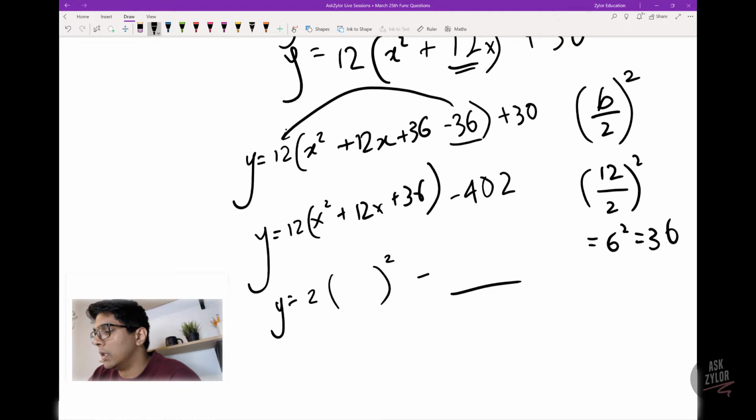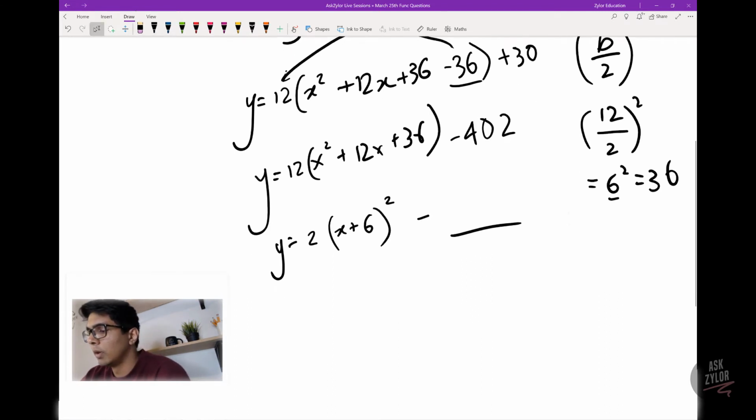The reason we did b over 2 squared is because we're trying to square one factor to give me x squared plus 12x plus 36. And that one factor is x plus, what was b over 2? 6. It's going to be x plus 6. And I still have negative 402 left. So this is my vertex form.